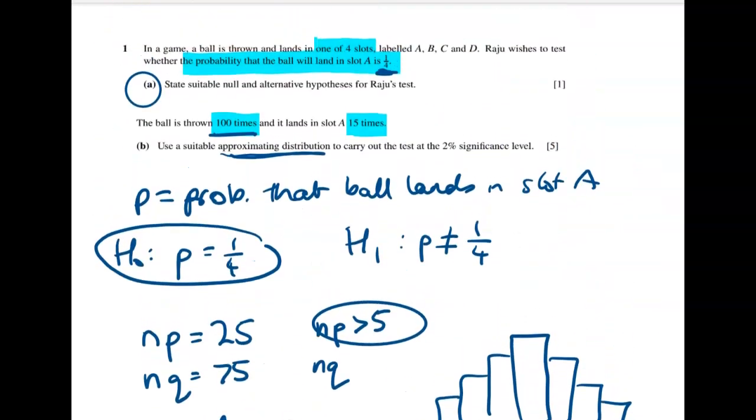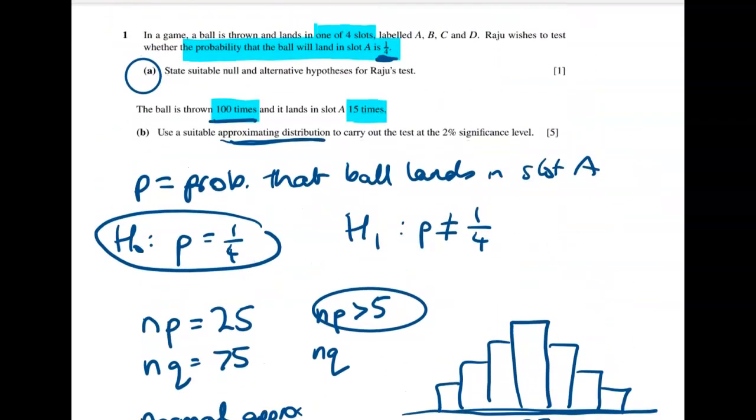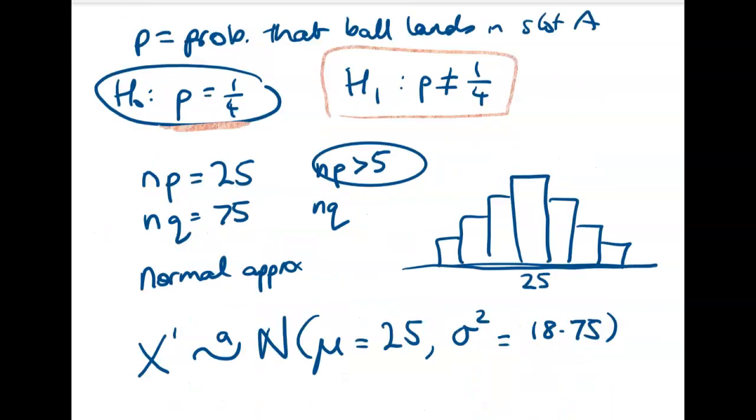So what we want to do now is to see how likely is it to get this result here, or something even weirder, even less likely, given that this is true. So just be really careful here. First thing we've got to do is get our continuity correction right. The second thing we've got to remember is that we're doing a two-tailed test.